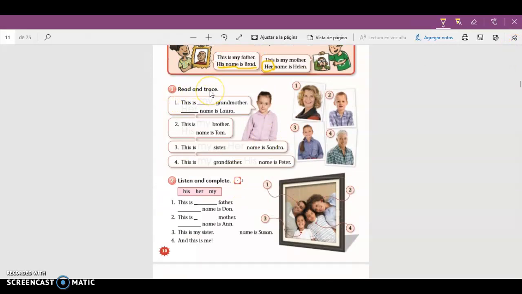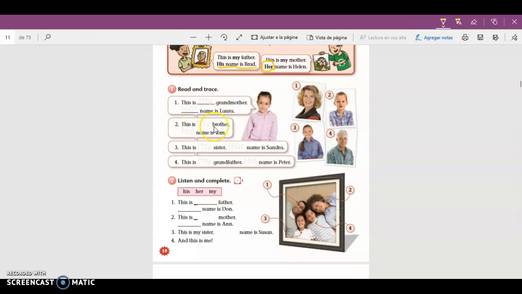Let's continue. It says, read and trace. This is my grandmother. Her name is Laura. In English, you said Laura. So let's repeat. This is my grandmother. Her name is Laura. Look at the grandmother. Let's repeat, grandmother. Now number 2.